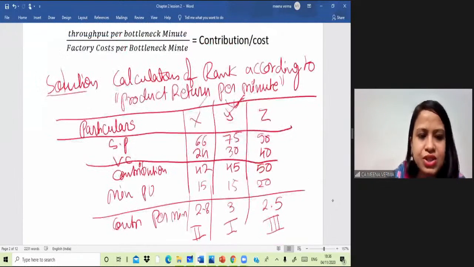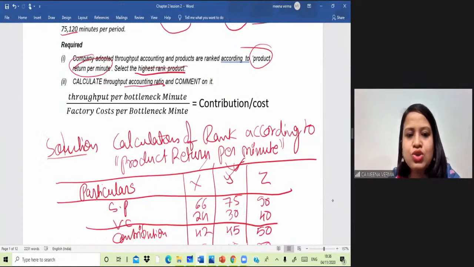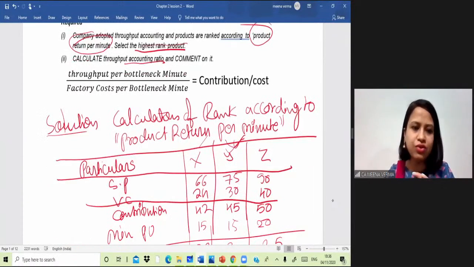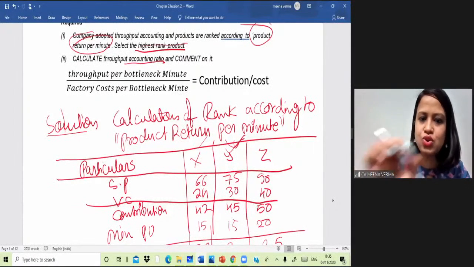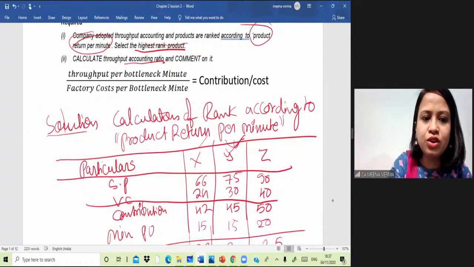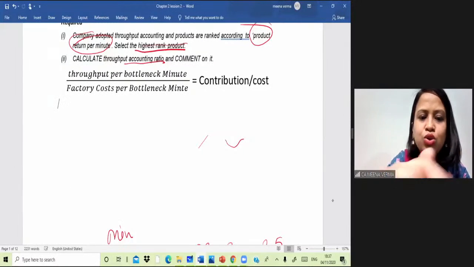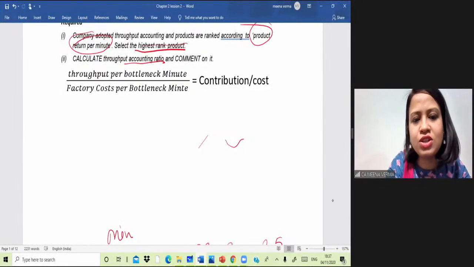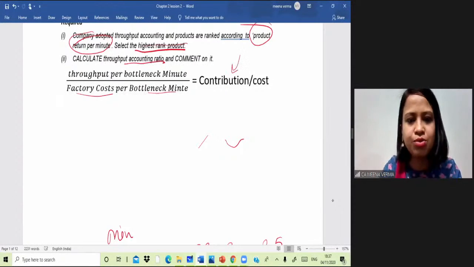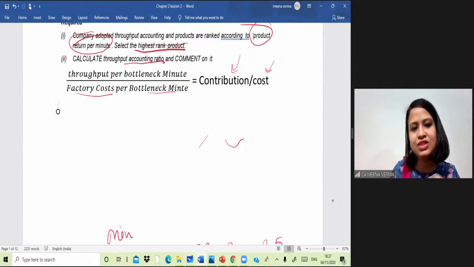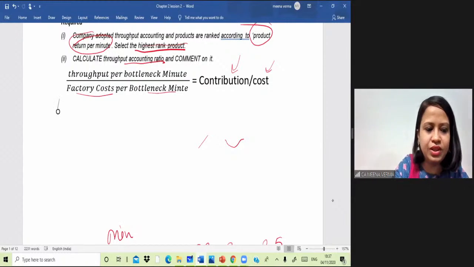Now the next question is to calculate the TA ratio, the throughput accounting ratio. So what is the throughput accounting ratio? We have already studied that it is throughput per bottleneck minute divided by factory cost per bottleneck minute. Where your resources are limited, you take the contribution and the cost, and in this way you can calculate the TA ratio. Let us do this.